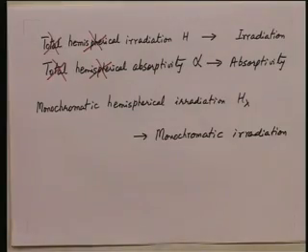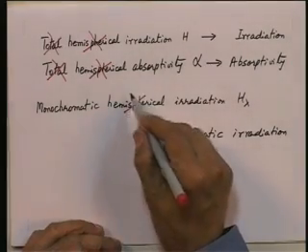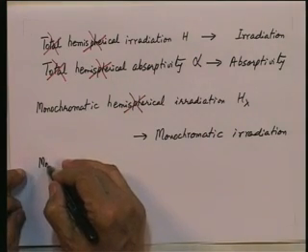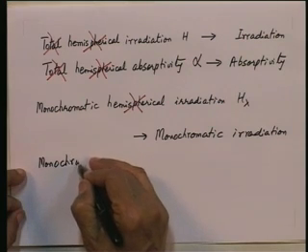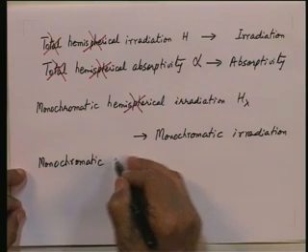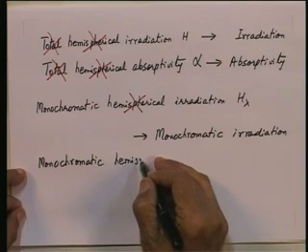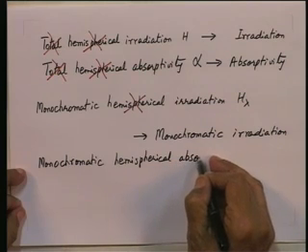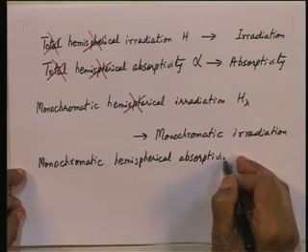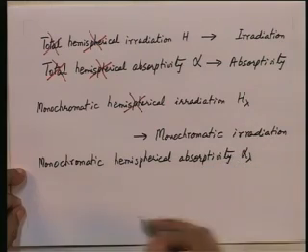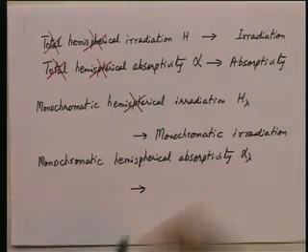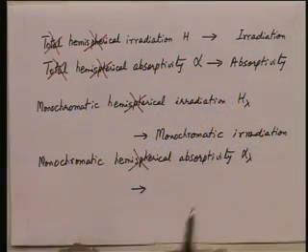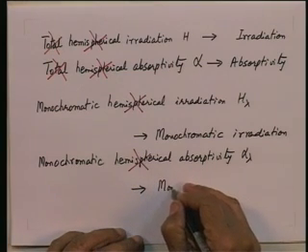We will simply call it monochromatic irradiation, deleting the word hemispherical. And finally, in the same vein, we will not use the phrase monochromatic hemispherical absorptivity, that is alpha lambda. We will delete the word hemispherical and simply call it monochromatic absorptivity.